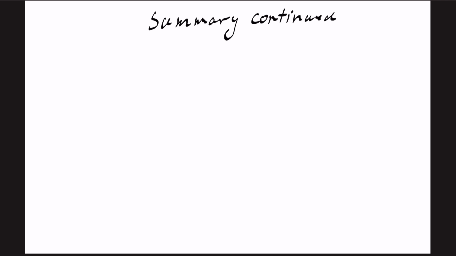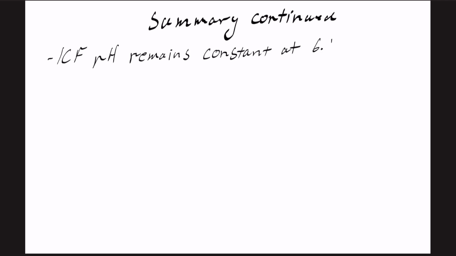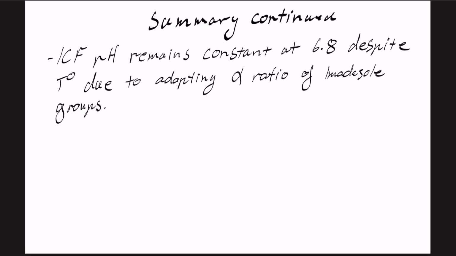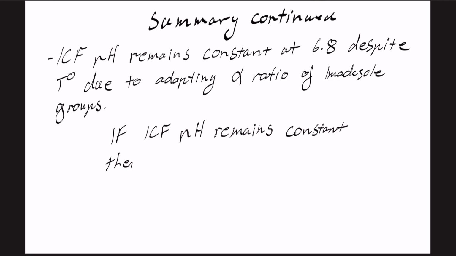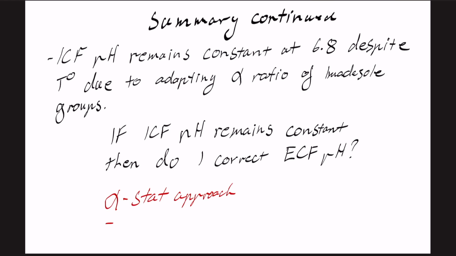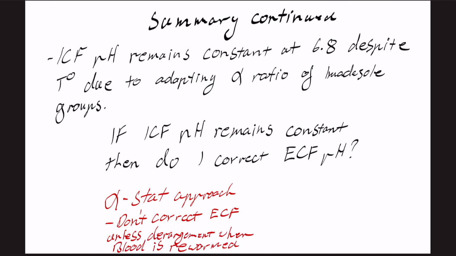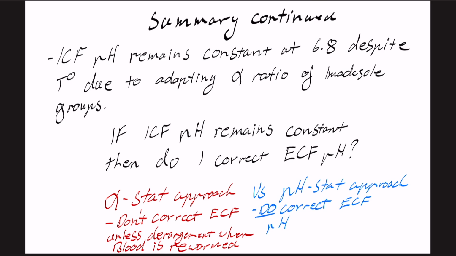We know that intracellular fluid pH remains stable despite temperature changes because of the imidazole groups and the alpha, which is the ratio of unprotonated to protonated residues, which normally is about 0.55 at a pH of 6.8, but changes with temperature so that your pH will remain the same within the cell. And then because intracellular pH remains the same, you're left with this problem: do I correct the extracellular pH or not? And this comes down to the alpha stat approach, where you don't correct extracellular fluid pH unless there is a derangement once the blood is rewarmed, versus the pH stat approach, where you will correct the extracellular fluid pH no matter the temperature.